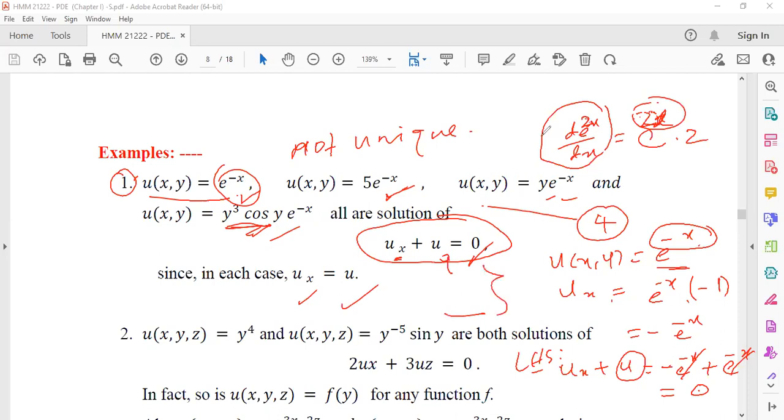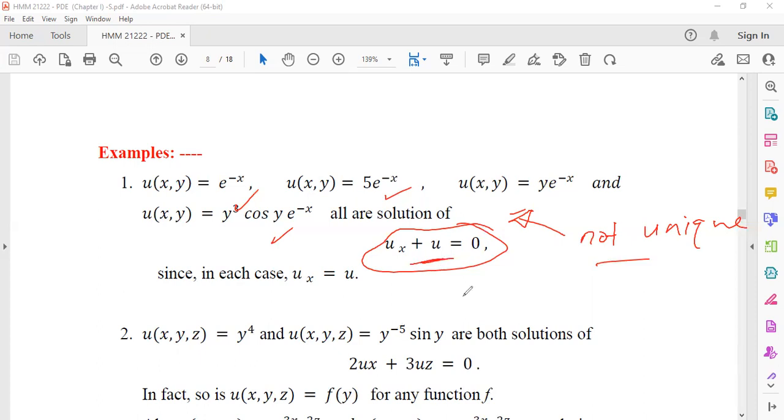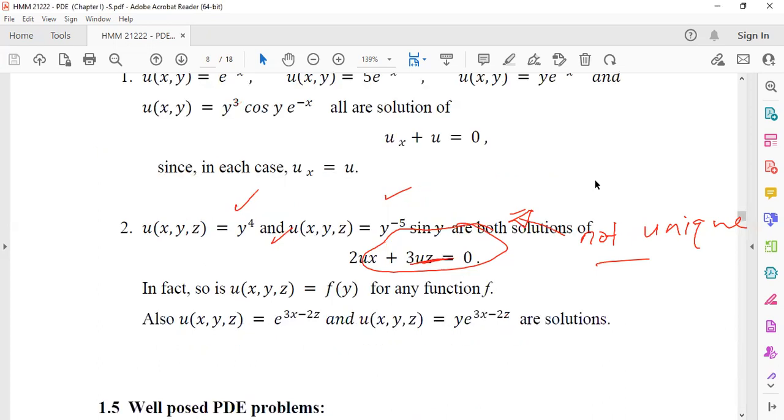Likewise, what they are saying is that solutions for the PDE are not unique. There are so many possibilities for one equation. Here, in this example, there are 1, 2, 3, 4 solutions for only one PDE. This is one of the examples. Similarly, let's see the second one. Write down the second question also and try it yourself.